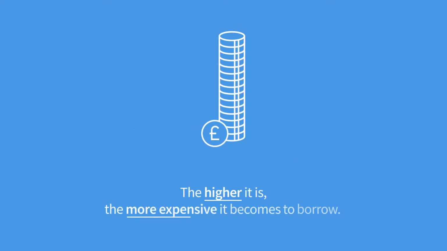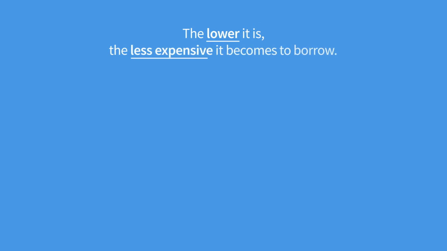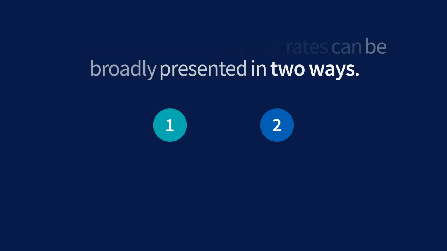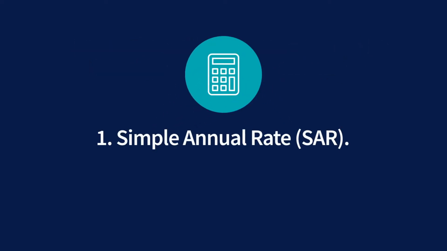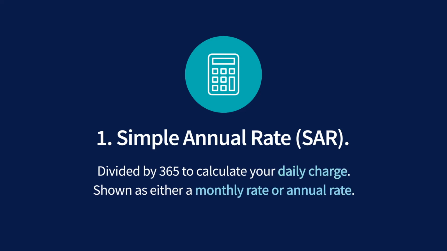The higher it is, the more expensive it'll be for Ben to borrow. The lower it is, the less expensive it'll be for him to borrow. There are generally two ways in which you'll see interest rates for credit cards. The first is the simple annual rate, or SAR, which is usually divided by 365 to work out how much you'll be charged each day. It's then shown as either a monthly rate or an annual rate.